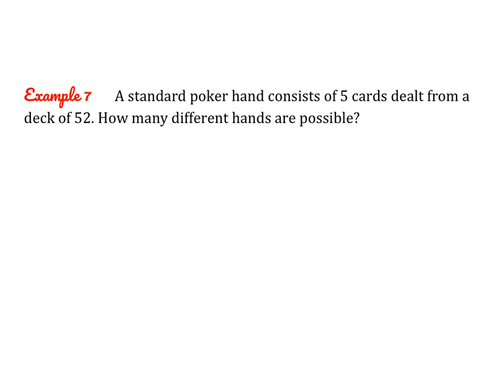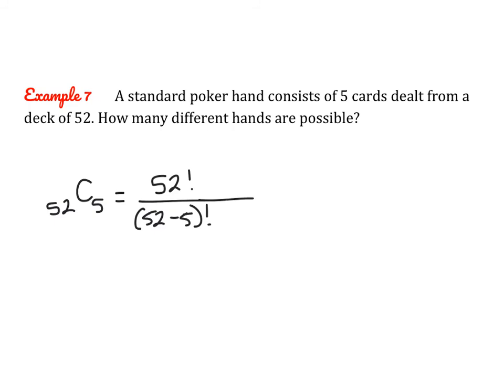So this is going to be 52 choose 5. And this is when it is nice to have this formula with the bigger numbers. So we have 52 factorial over 52 minus 5 factorial times 5 factorial. And if you simplify this, you should get 2,598,960 different hands. So that's a lot of different hands.